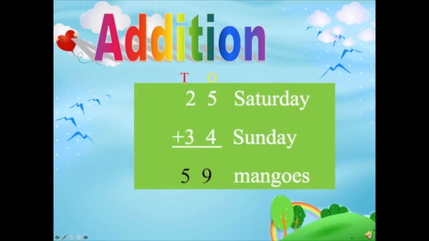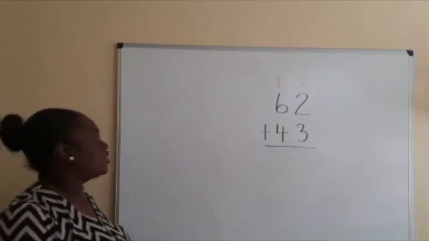When we add, we must remember our place value. We always start with the 1 place. 5 plus 4 is equal to 9. We can now move on to the 10th place. 2 plus 3 is equal to 5. The sum is 59.